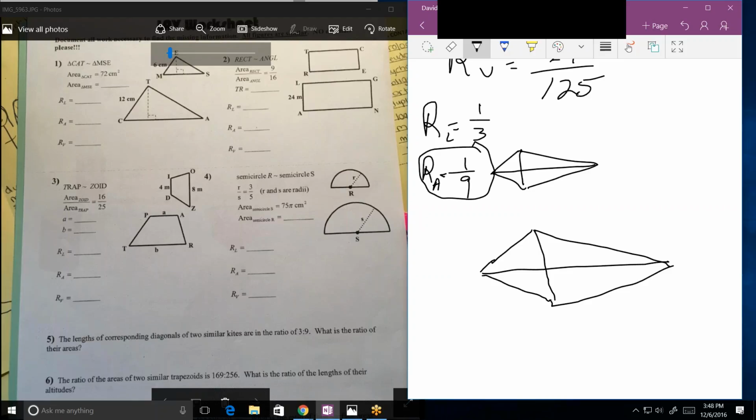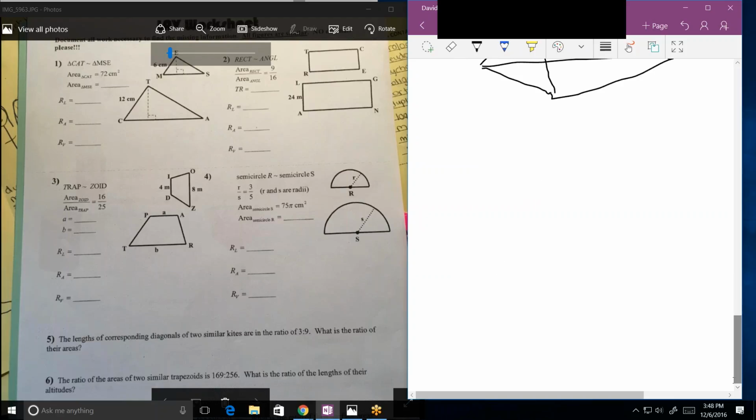Okay. Now, let's look at number 6. We have two similar trapezoids, and they've given us the area ratio is 169 to 256. And they're asking us about the ratio of the lengths. Well, that's a linear ratio, right?